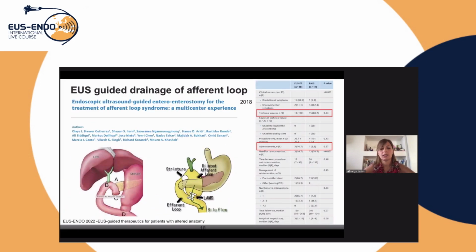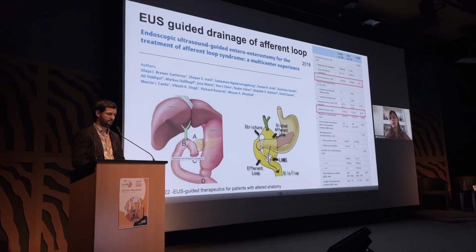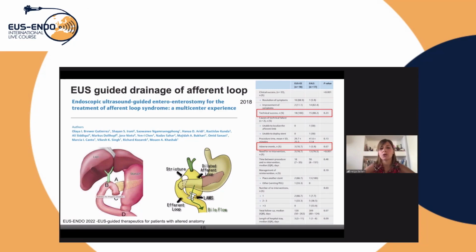Another condition that benefits from therapeutic EUS in altered anatomy is afferent loop syndrome. Afferent loop syndrome is defined as the mechanical obstruction of the afferent loop in patients who underwent pancreaticoduodenectomy or hepaticojejunostomy. It is not so common, but it occurs in up to 13% of cases. And the problem is that the patient has pancreatic and biliary dysfunction, ascending cholangitis, and stasis of juice in the jejunal limb.